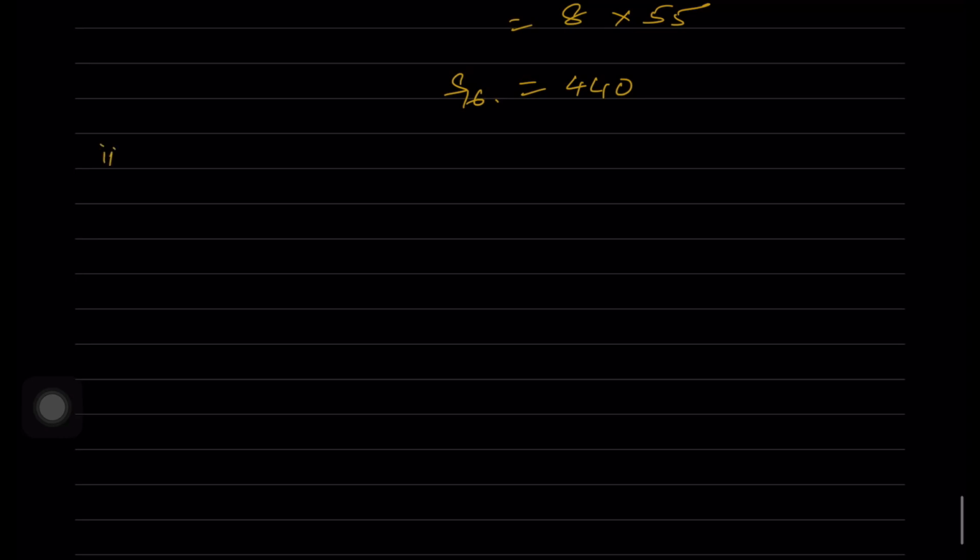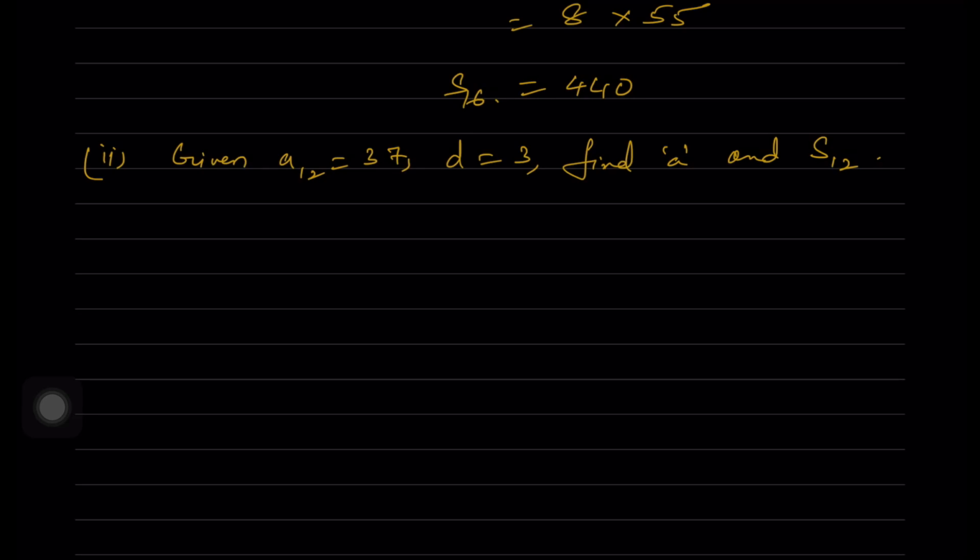Now what is the second one? We're given A12 is equal to 37, D is equal to 3, find A and S12. We have to find out what is S12. Here D is already given to us in this.